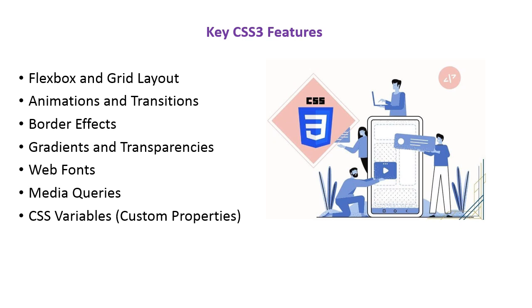The third one, border effects. The border effects include border radius, which means rounded corners, box shadow, which means shadows, and border images. Next one, gradients and transparencies. Native support for linear and radial gradients along with RGBA and HSLA functions for alpha transparency.